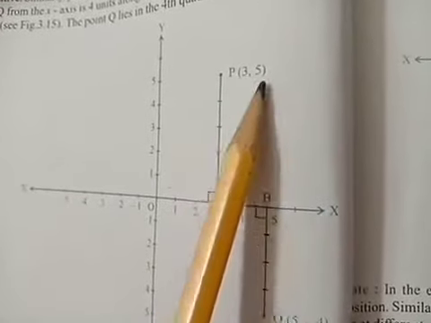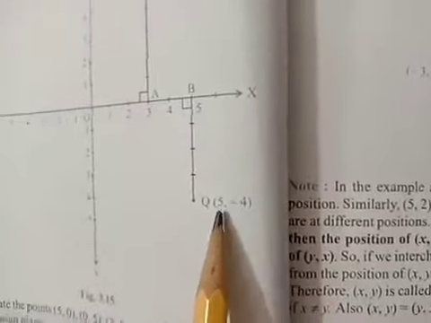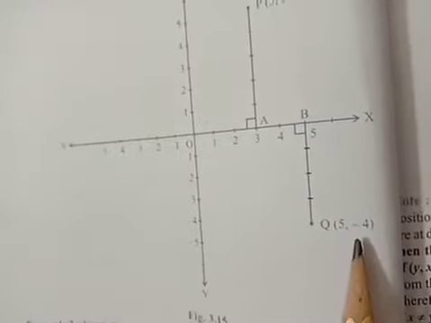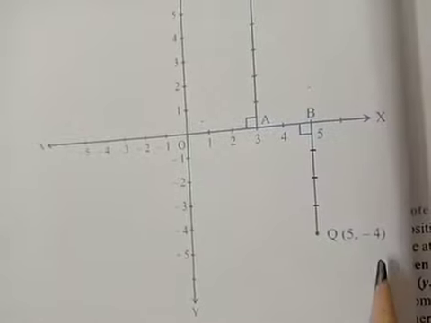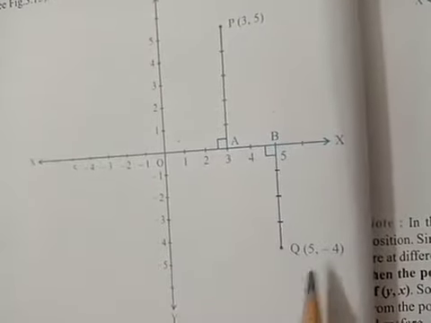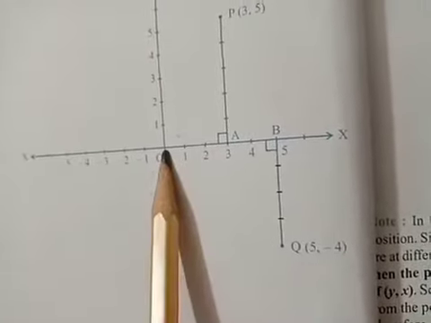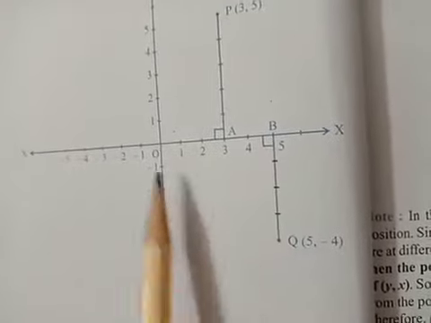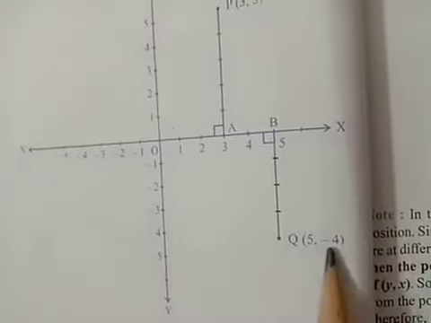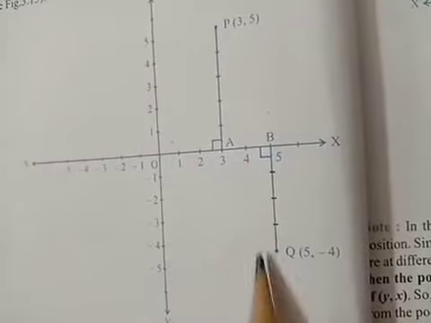The coordinates are 3, 5. Okay, same way you will have to plot point Q. Okay, the coordinates are 5, minus 4. Okay, 5, that is plus, is this side, and y minus is this side, minus 4. So it will come in this quadrant.